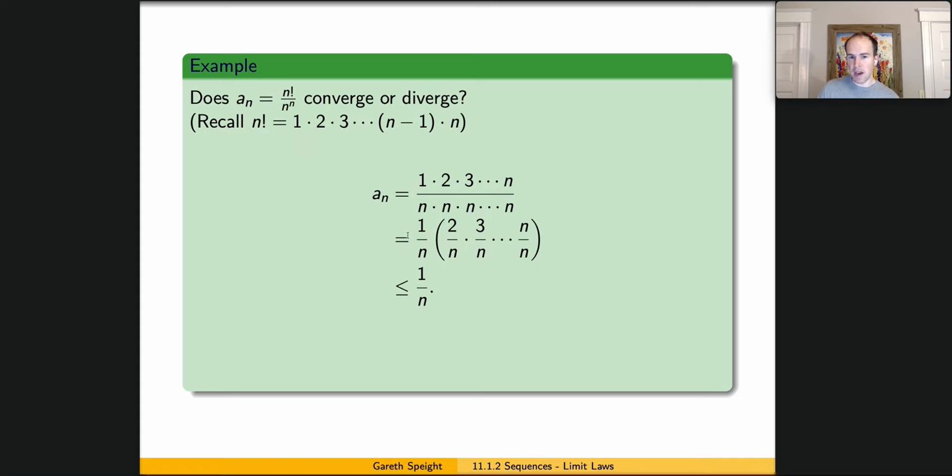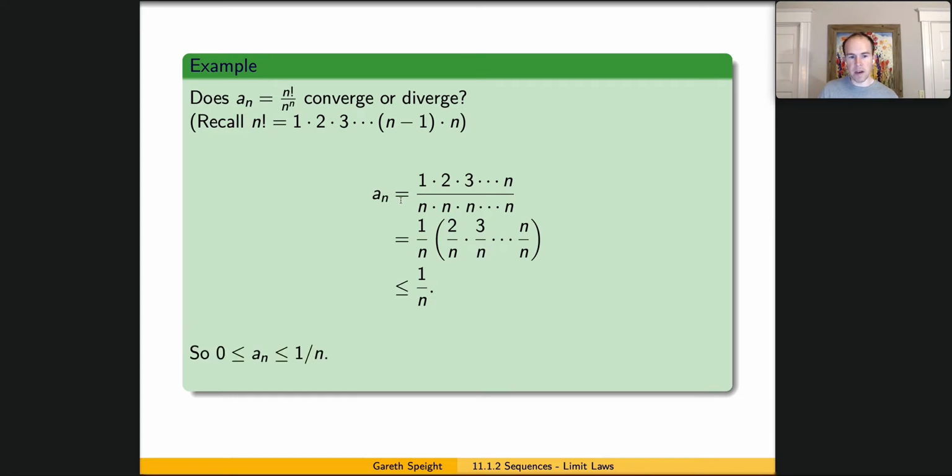And then a trick here is to split off the first term, which is 1 over n, and then everything we're left with is 2 over n, 3 over n, up to n over n. And then every term in this product is less than 1. For instance, 2 is less than n, so 2 over n is less than 1, 3 over n is less than 1. Finally, n over n, the last term, is equal to 1. So everything here is less than or equal to 1. So 1 over n times something less than or equal to 1 is less than or equal to 1 over n. So that's where the 1 over n comes from.